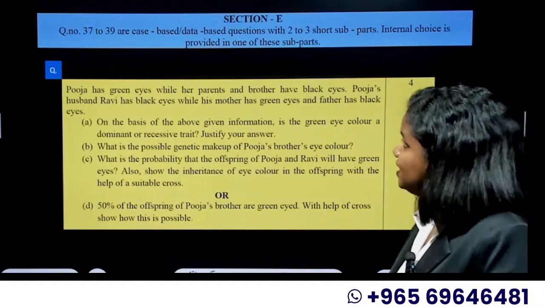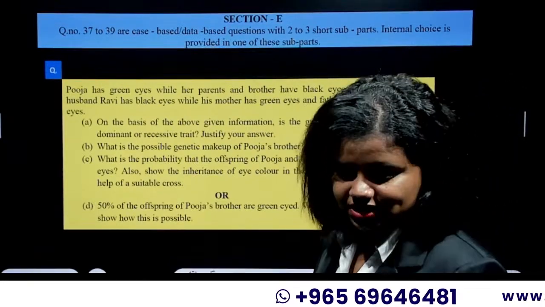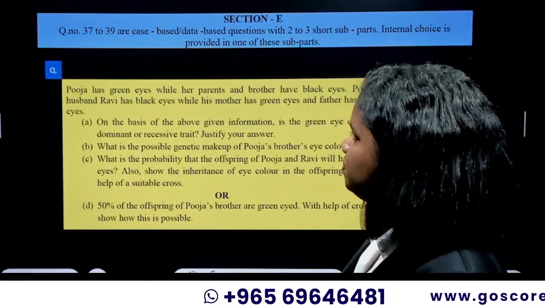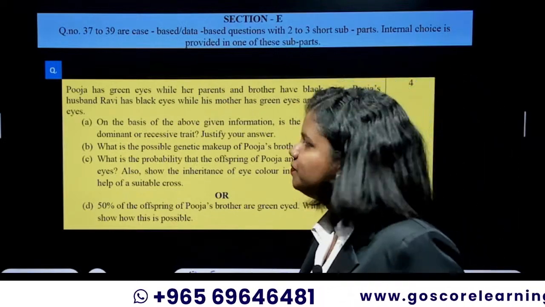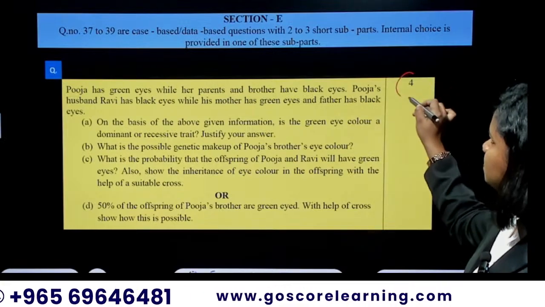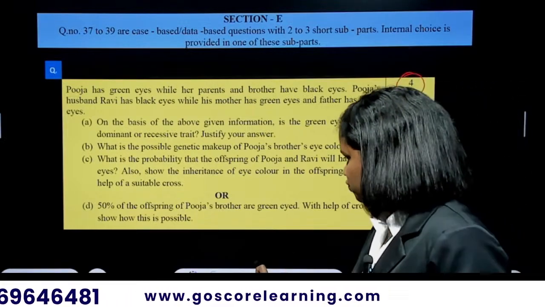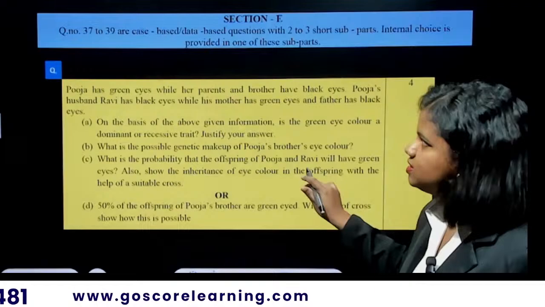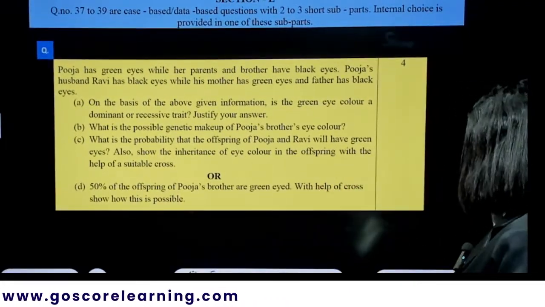This is your section E, and here we'll be discussing a question directly from your chapter Heredity. As you can see, this question is carrying 4 marks. So 4 marks from a single question. That's how important the question is. Let's solve the question.